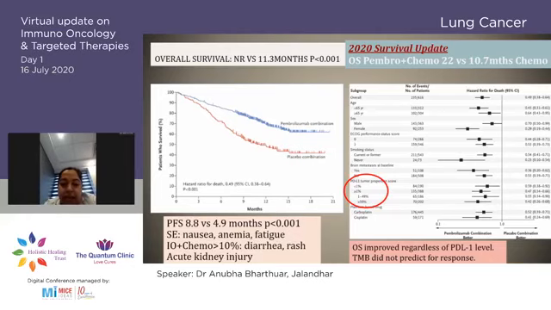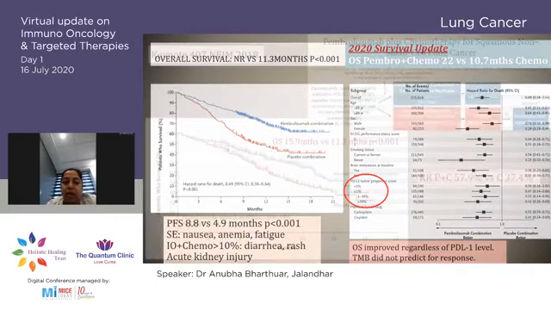In this subgroup analysis, the further point that I wanted to highlight was that the overall survival was improved regardless of the PD-L1. So while, of course, it was higher for those who had more than 50%, even for those who had a PD-L1 less than 1% or a PD-L1 between 1 and 49%, the addition of pembrolizumab to the chemotherapy was superior to chemotherapy alone. Next slide, please.